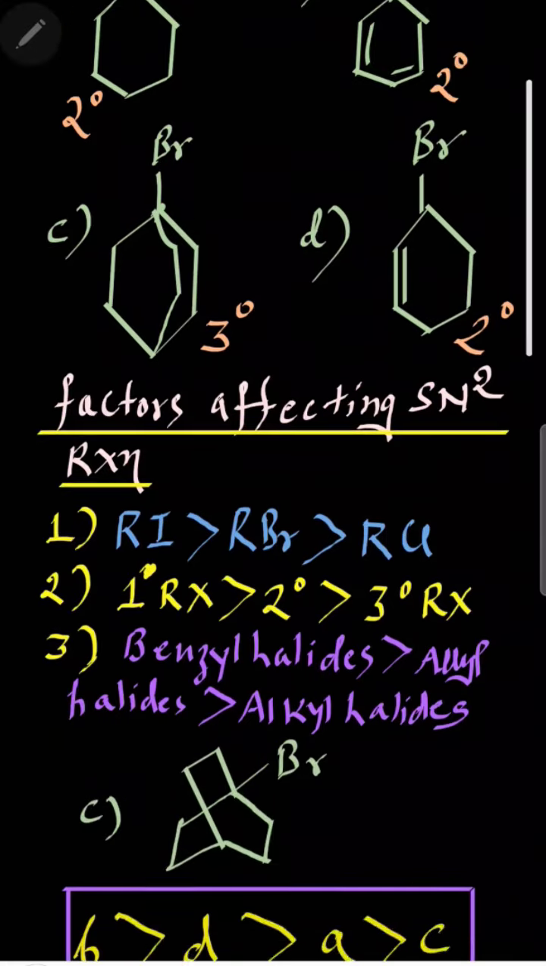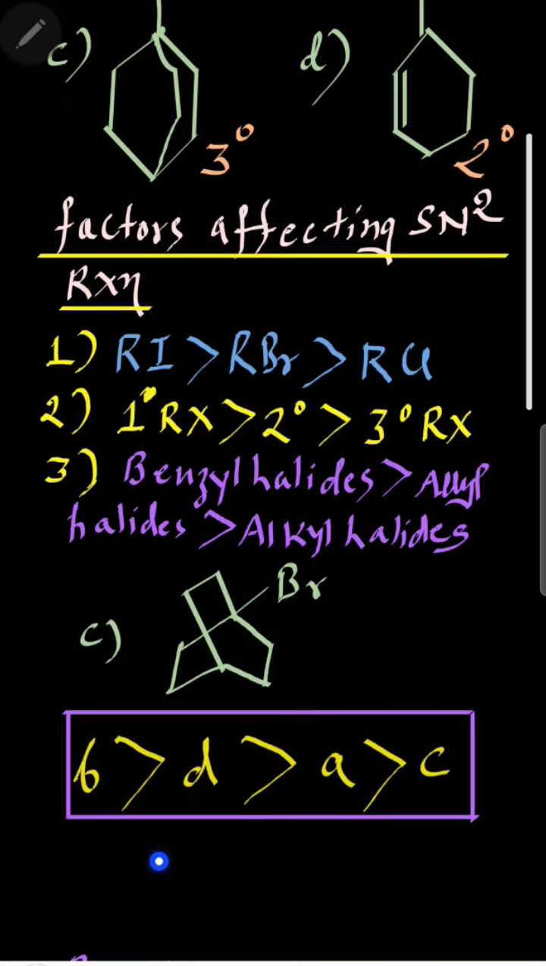So your correct option is: B is the most reactive, followed by D and then A and C.